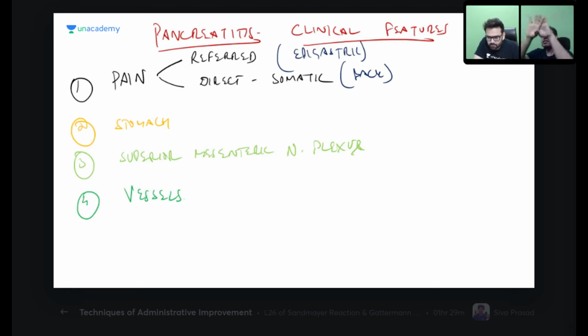I am the nerve in front of my face and getting a red hot organ. So I will be worried. So there will be whole paralytic ileus. Yes, no peristalsis. That is also the complication, the clinical features of pancreatitis.